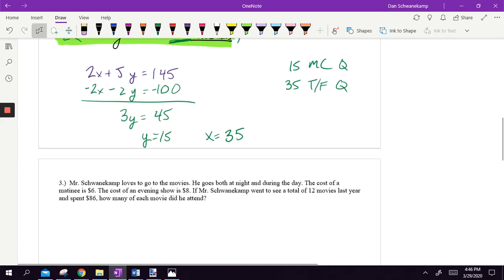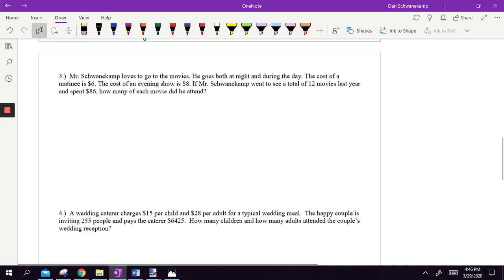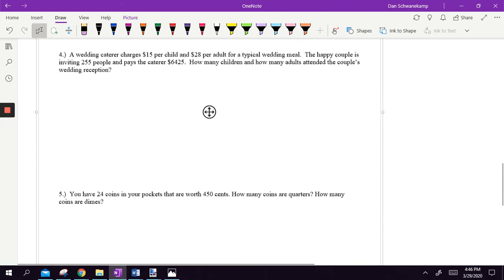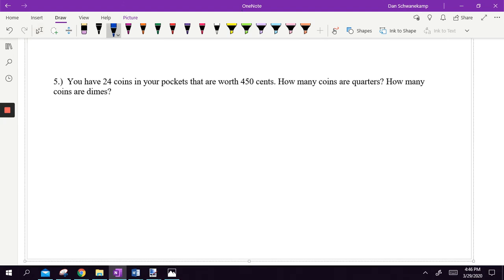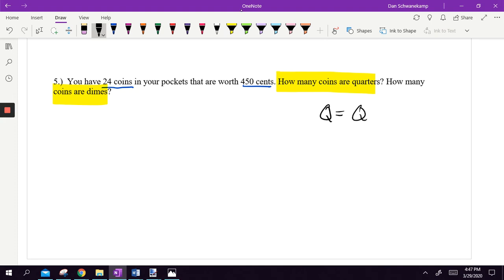I'm going to give you one more just because that way we can make sure we see what's happening here. This one looks pretty similar. Number 4 is pretty similar. Let's go to number 5. You have 24 coins in your pocket that are worth 450 cents. How many coins are quarters? How many coins are dimes? So again, we go through, we identify what two things we're looking for, quarters and dimes. So let's give those a letter. Q equals quarters. D equals dimes. We identified our two things.